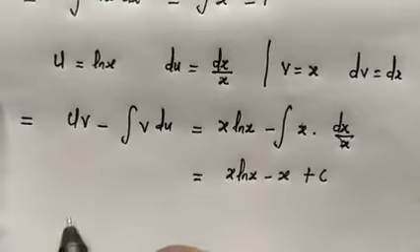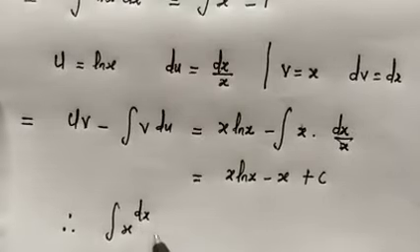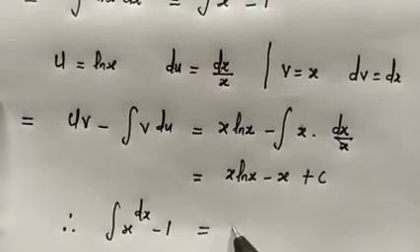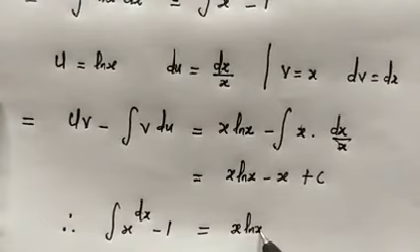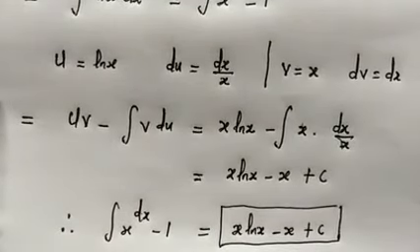So therefore, the strange looking integral, the integral of x raised to the power of dx minus 1, is simply equal to x natural log of x minus x plus c. And that's our solution.